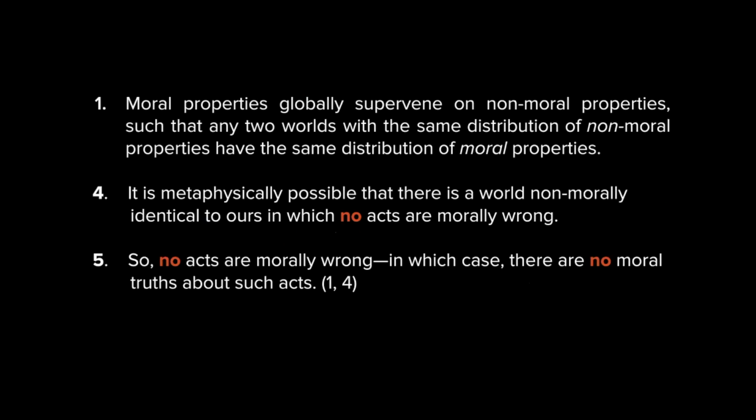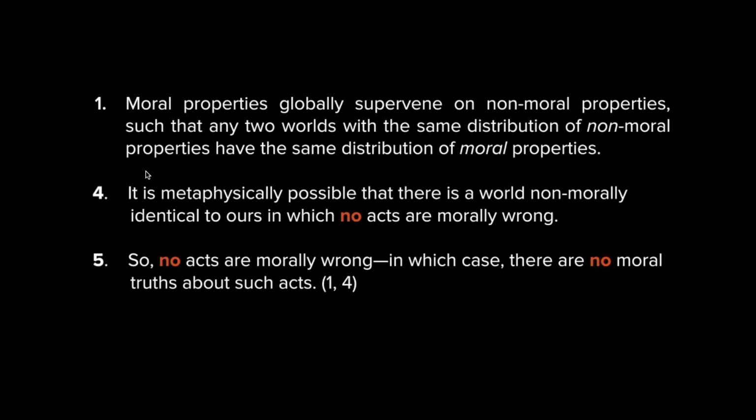Premise 2, you'll recall, said it is metaphysically possible that there is a world non-morally identical to ours in which some acts are morally wrong. We'll just replace that some with no, right? It's metaphysically possible that there is a world non-morally identical to ours in which no acts are morally wrong. And from those two, you can actually conclude that no acts are morally wrong, in which case there are no moral truths about such acts. And that conclusion clearly is incompatible with Coons's conclusion.